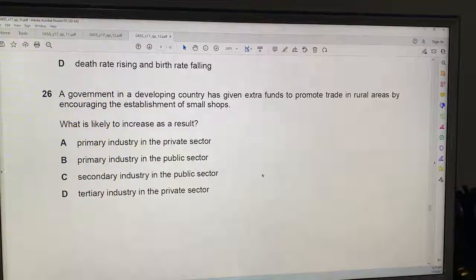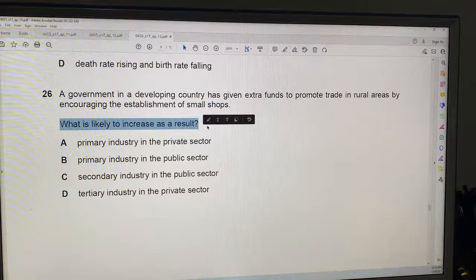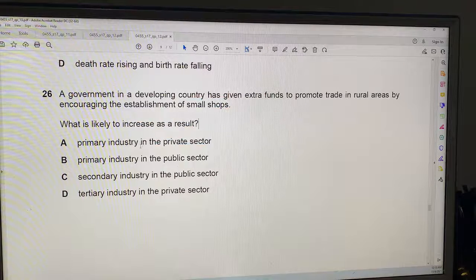26. A government in a developing country has given extra funds to promote trade in rural areas, encouraging the establishment of small shops. What's likely to increase? Primary industry in the private sector. Maybe not. Primary industry in the public sector, no. This is not public sector, this is private. Establishment of small shops by private owners.